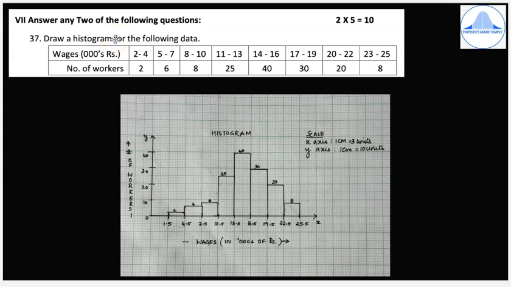Seventh main, answer any two of the following questions. 2 into 5 is equal to 10. 37th question, draw a histogram for the following data. Wages in thousands of rupees are given.